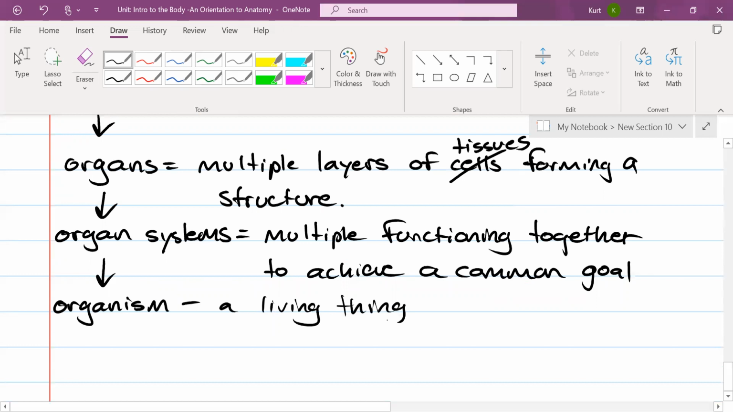Very good. Okay. We didn't get as far as I wanted, but that's okay. We'll get caught up tomorrow.